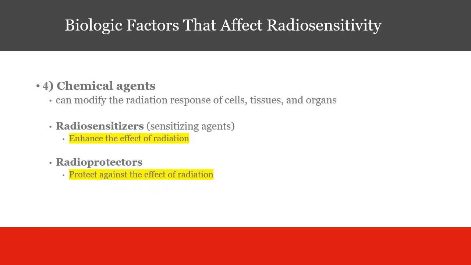Number 4 refers to chemical agents. Chemical agents can modify the response of radiation on cells, tissues, and organs. And so to be effective, they must be present at the time of irradiation. Post-irradiation application does not usually occur and does not affect the degree of response. So radiosensitizers are referred to as agents that enhance the effect of radiation. Their examples could be halogenated pyrimidines, any type of vitamin K products is what we're looking at, and your author goes into some detail about that in your textbook.